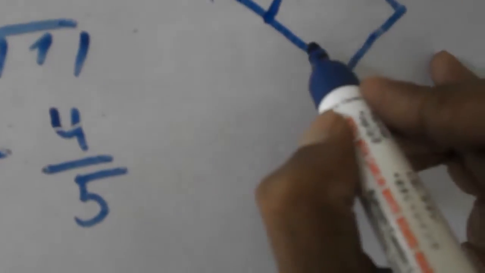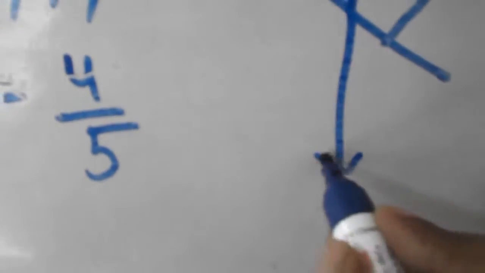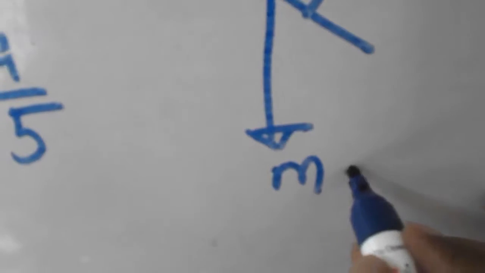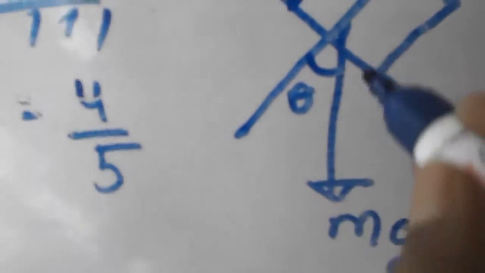This is a surface. On this there is a block. I am going to draw the free body diagram. Listen. mg will act vertically along this, and this angle will be theta.